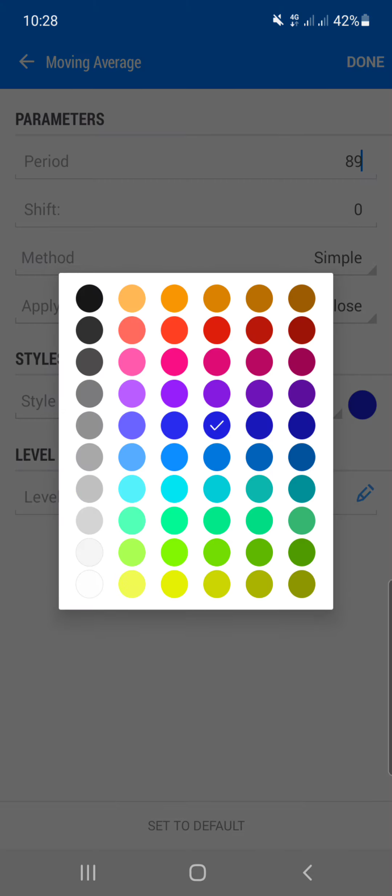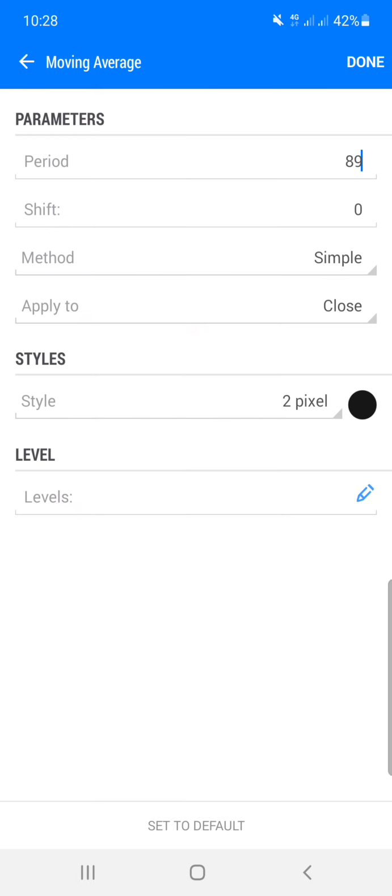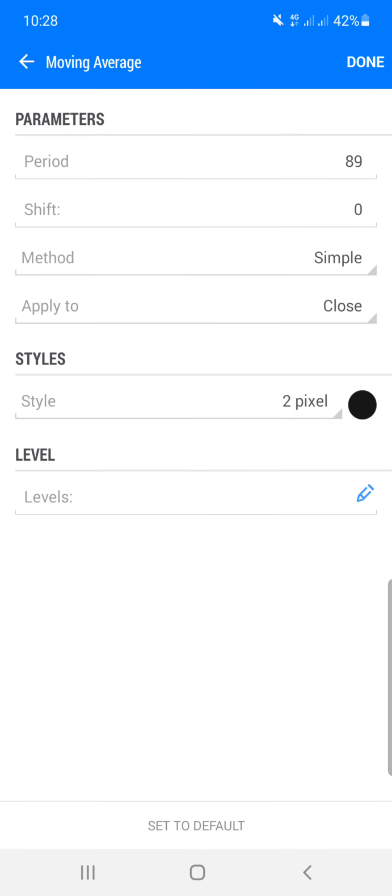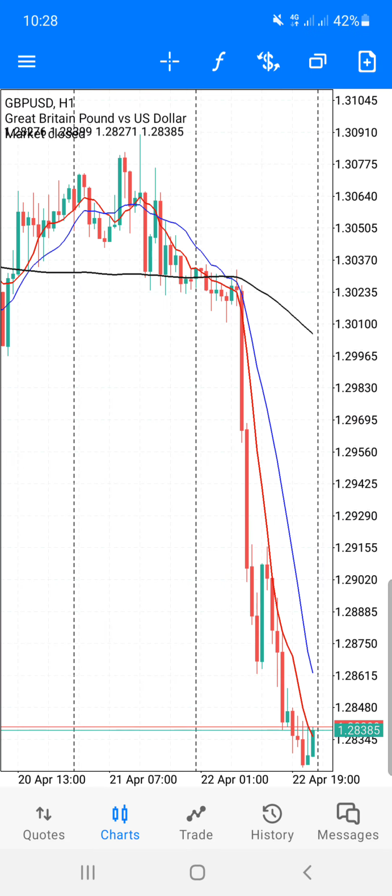Change the color to black. You can use any color of your choice, but it is better we make use of these colors to make it easier for us. Let's make the pixel 3 and click on done.